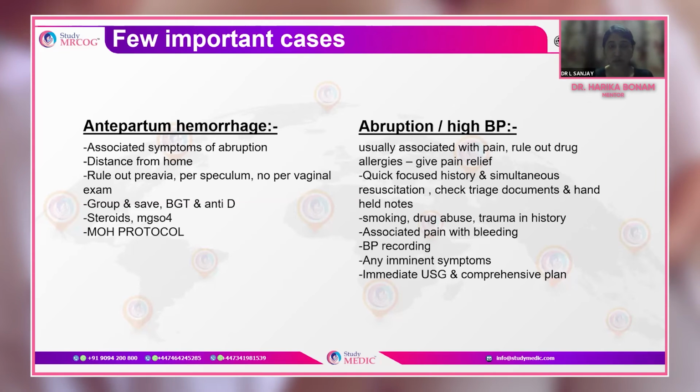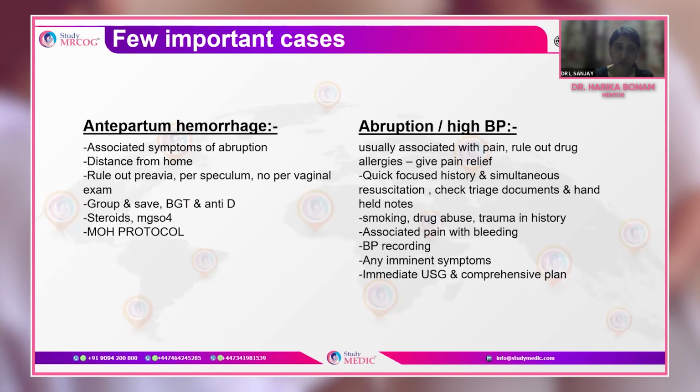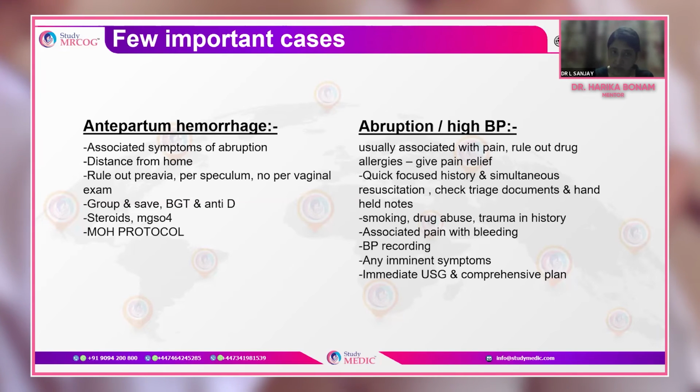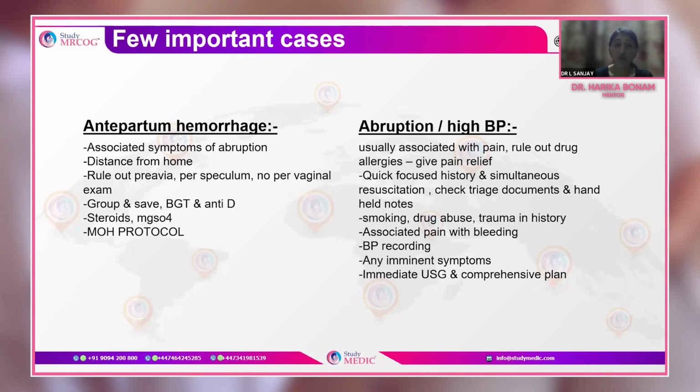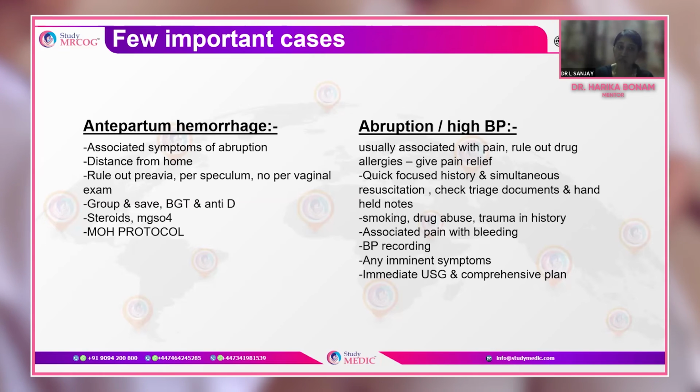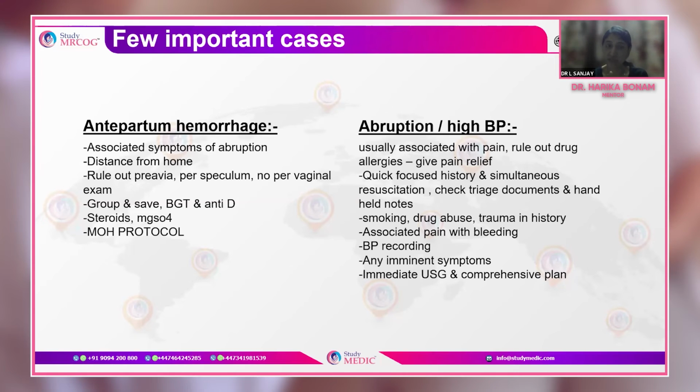So the first important thing is antepartum hemorrhage. Only a few points I'm talking about. You have to ask about associated symptoms of abruption, any pain in the tummy, and how much the bleeding is. You have to ask the distance from home. Ask any history of high blood pressure, any imminent symptoms. And rule out previa by checking the previous scans, or you can also do a bedside scan, and only then do a per-vaginal examination, if you are sure it is not placenta previa.